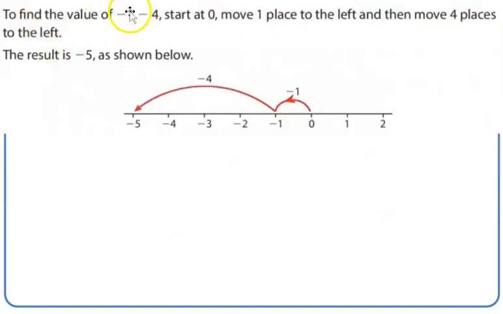To find the value of minus 1 minus 4, start at 0, move 1 place to the left, and then move 4 places to the left. The result is minus 5 as shown below. So we start at 0, we move 1 place to the left, and then we move 4 places to the left, and we get to minus 5.